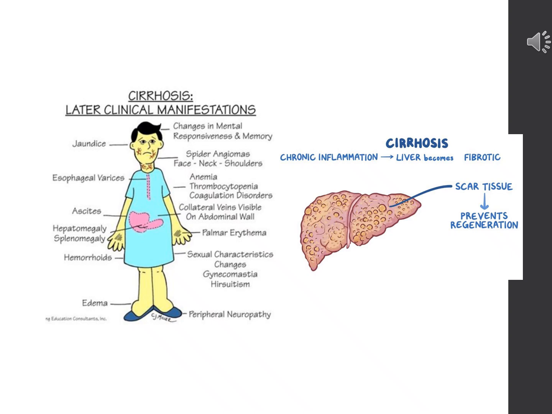Okay, so we're going to talk about liver cirrhosis. So liver cirrhosis is when that liver becomes so scarred and damaged that we can't reverse that liver disease. Those cells are not going to regenerate.